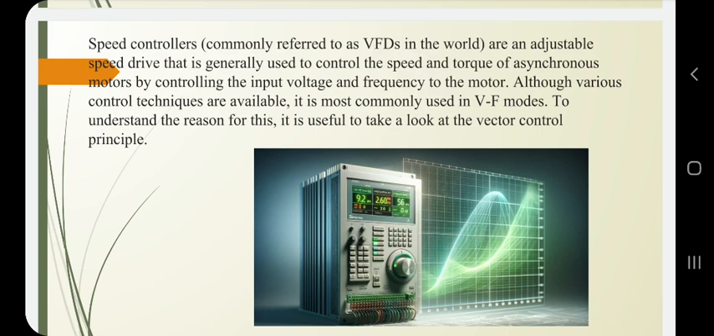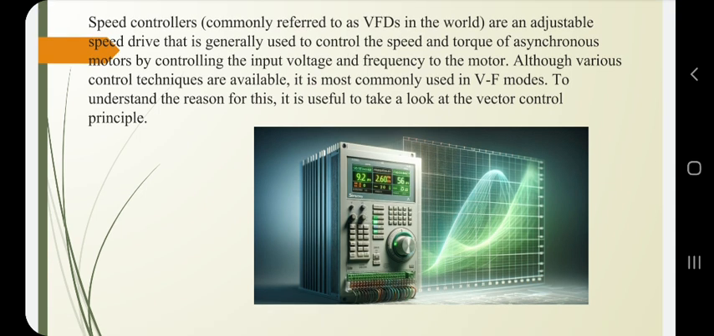Speed controls are adjustable speed devices that are generally used to control the speed and torque of a motor by controlling the input voltage and frequency to the motor. Although various control techniques are available, the most commonly used is the voltage by frequency method. This is the picture of the frequency generator. Using a frequency generator, we can create any kind of frequency as per our need, and also control the motor speed.